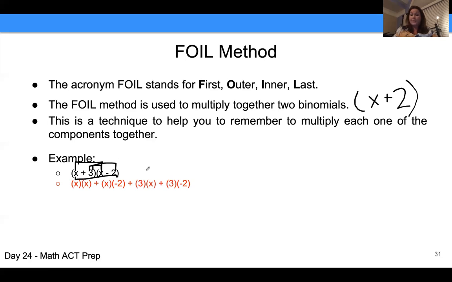Now let's go through and simplify these. X squared minus 2x plus 3x minus 6. We can combine like terms here in the middle to get x squared plus x minus 6. This is called a trinomial because there's 3 terms. In its simplest form, we have 3 terms. Trinomial. A little extra for you there.